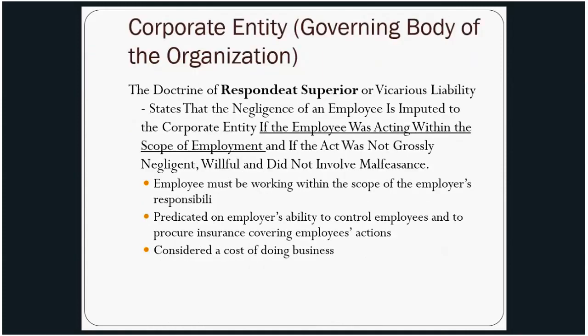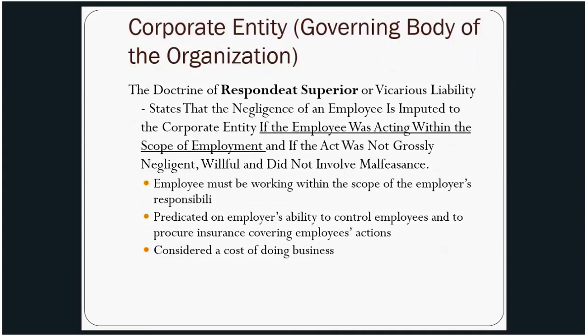What about the organization? So we have the actor, we have their supervisor, now we have the organization, the corporate entity. Under the doctrine of respondeat superior or vicarious liability, if the employee is acting within the scope of employment, and if the act was not grossly negligent or willful and didn't involve malfeasance, then the employer may be liable for the actions of the employees. The employer, the actual organization, not necessarily the supervisor. That would be a separate incident. We'll see this in Smith versus Gardner. And really it would be Smith versus Gardner and San Jacinto State College, but we dropped that off for the citation.